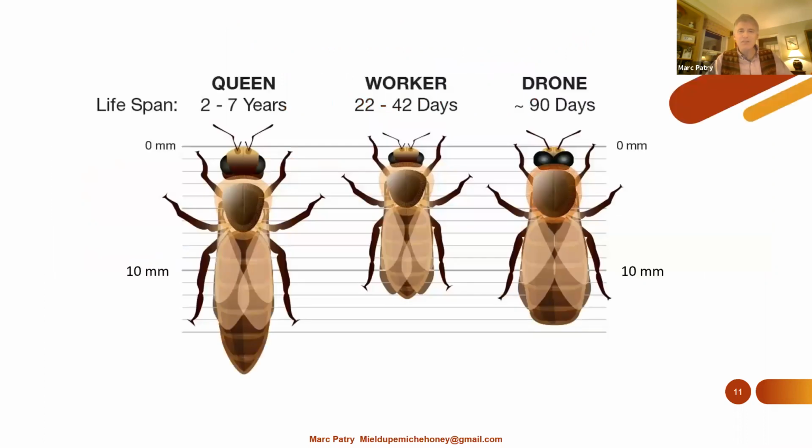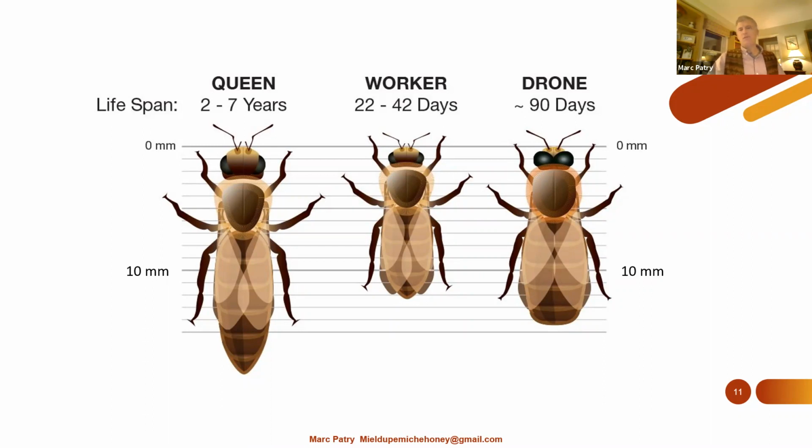So here's a bit of a diagram of their respective sizes and shapes and the physiological differences of the three castes of bees. The queen being quite large, with a big abdomen, the worker being the small one, and the drone with the big eyes and what you often hear referred to as a bullet-shaped abdomen.